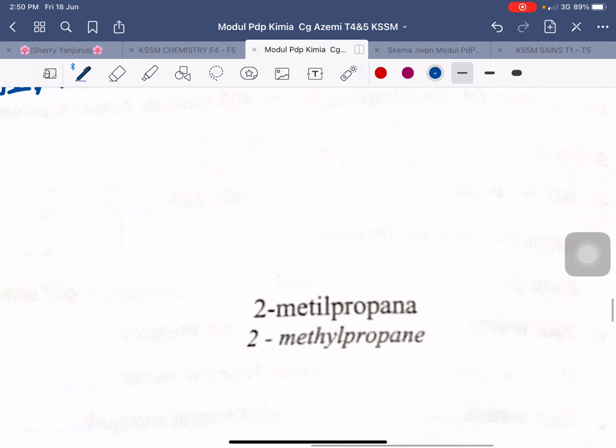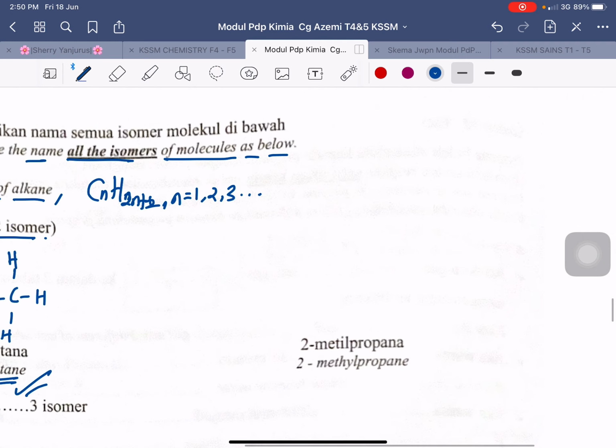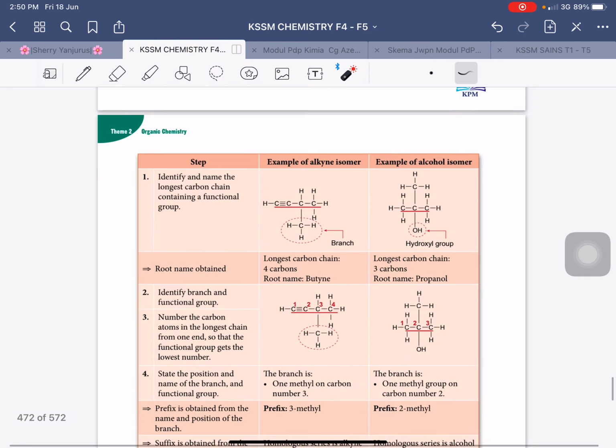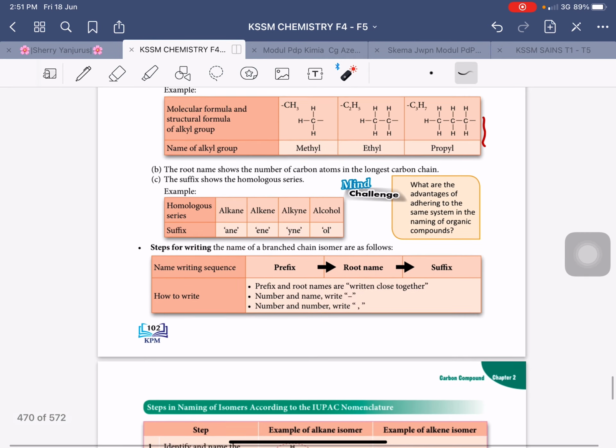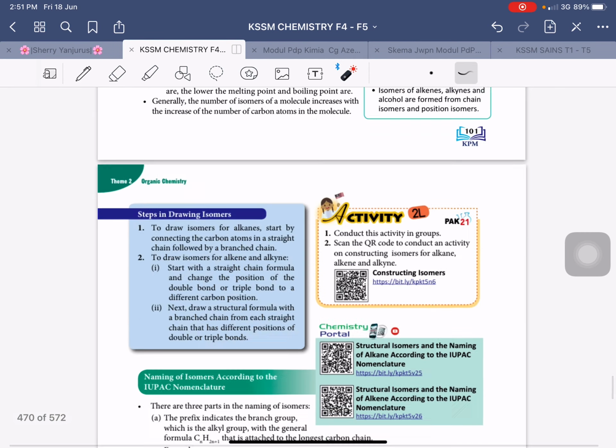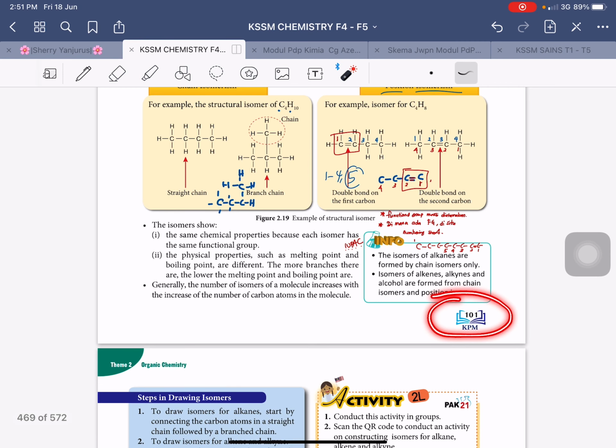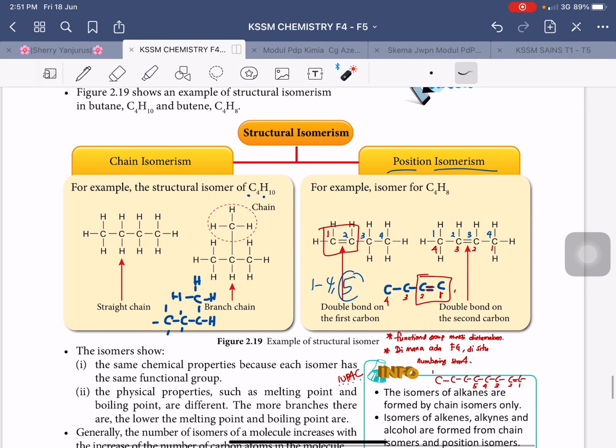Second one, 2-methylpropane. So why is the name like this? Something to do with the branch. Okay, I hope you still remember there are 2 types of isomer. Let us look at the textbook here on page 101. There are 2 types of isomerism. One is chain and another one is position. So for alkane, it's chain isomerism.